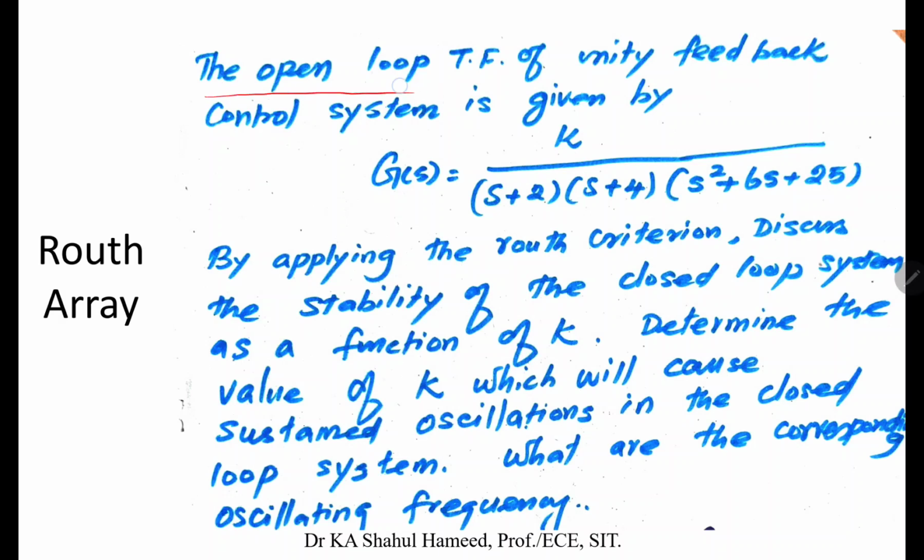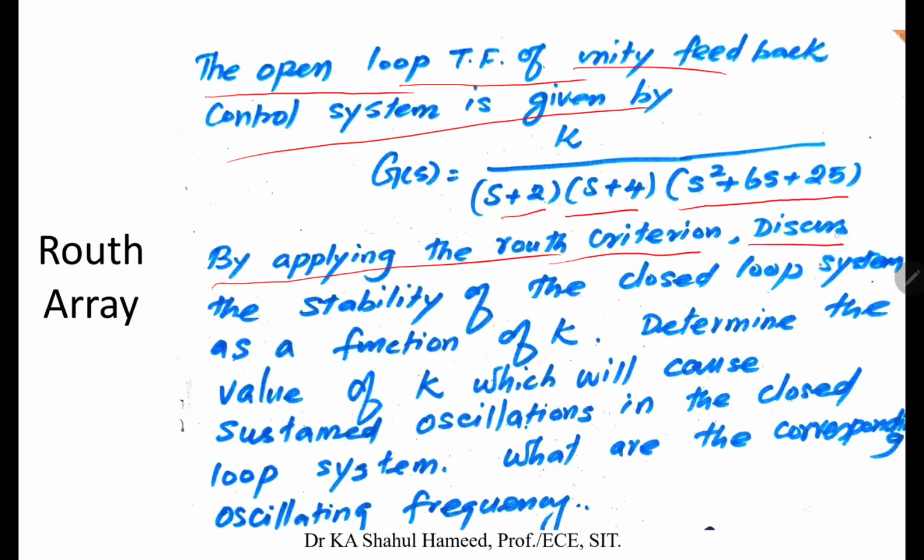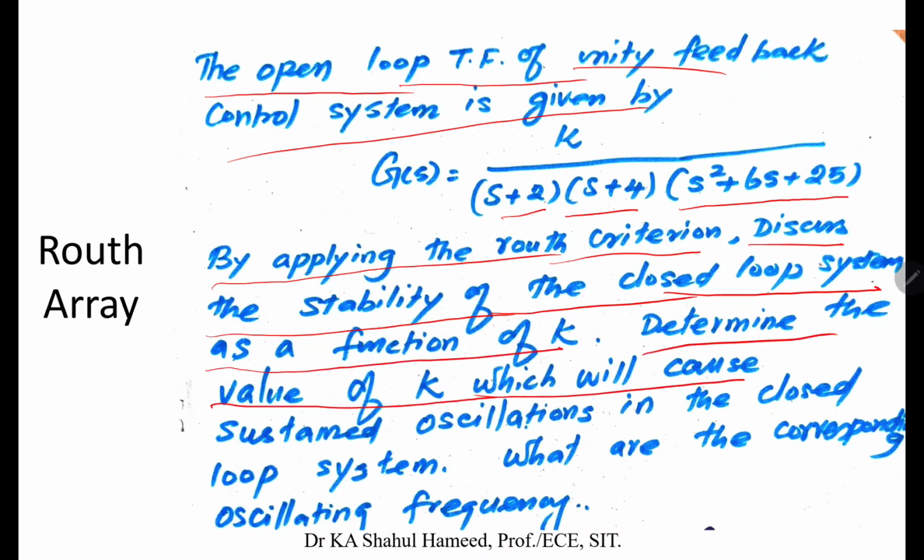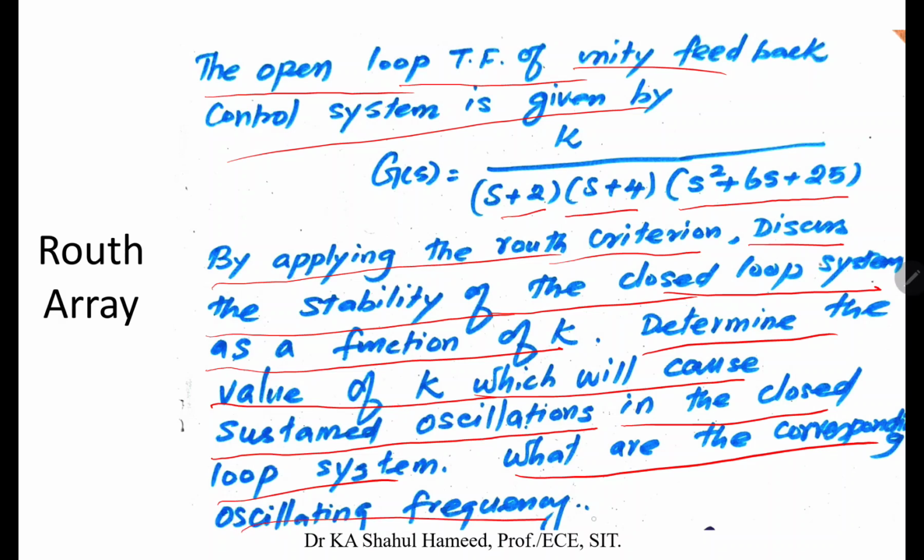The open loop transfer function of a unity feedback control system is given by G(s) = K divided by (s plus 2) into (s plus 4) into (s square plus 6s plus 25). By applying the Routh criterion, discuss the stability of the closed loop system as a function of K. Determine the value of K which will cause sustained oscillations in the closed loop system. What is the corresponding oscillating frequency?